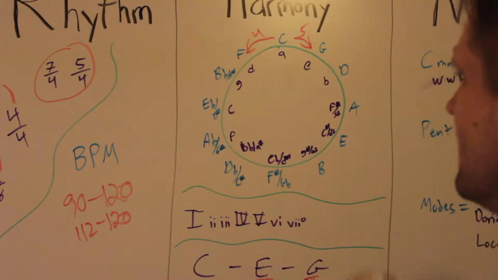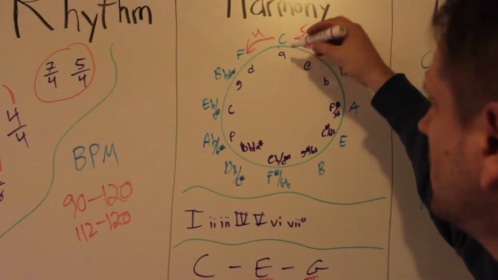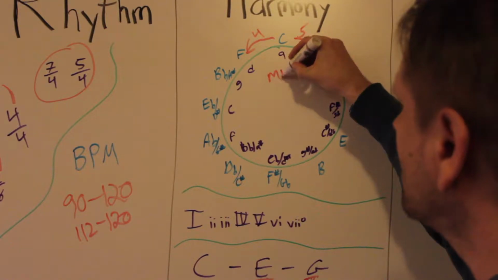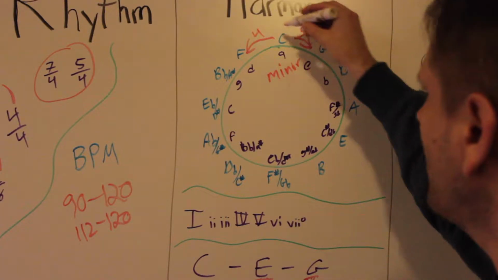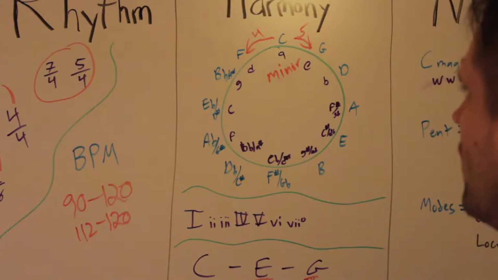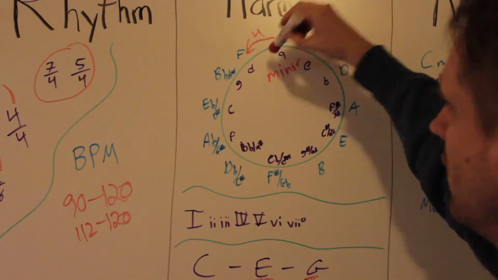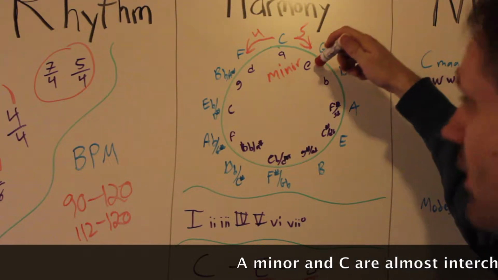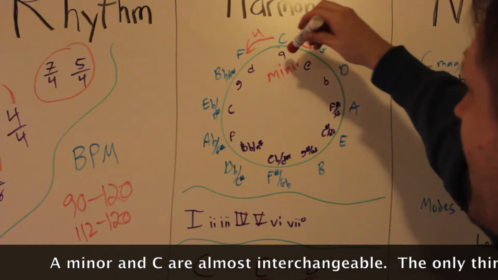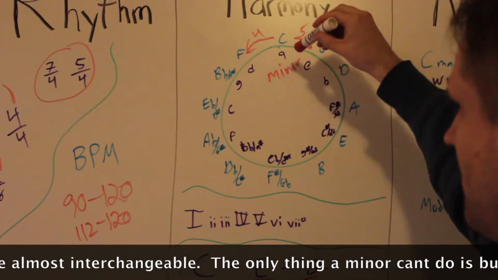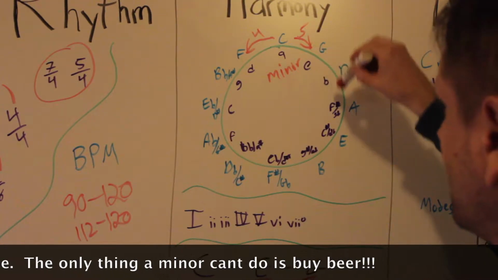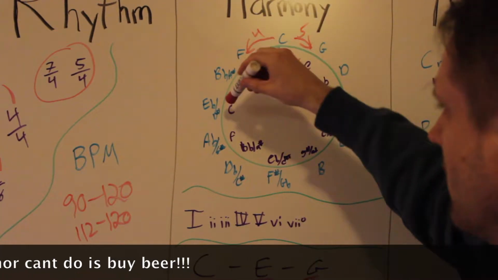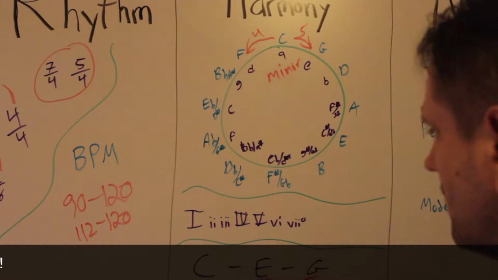Now what's nice is, on the inside of this circle, you have the relative minors of everything on the outside. So if you're in C major, the relative minor is going to be A. If you're in G major, the relative minor is going to be E. And they also go in the same pattern. So this is going up a fifth, a fifth, a fifth. And this is going up a fourth, a fourth, a fourth. And it goes around in a circle.